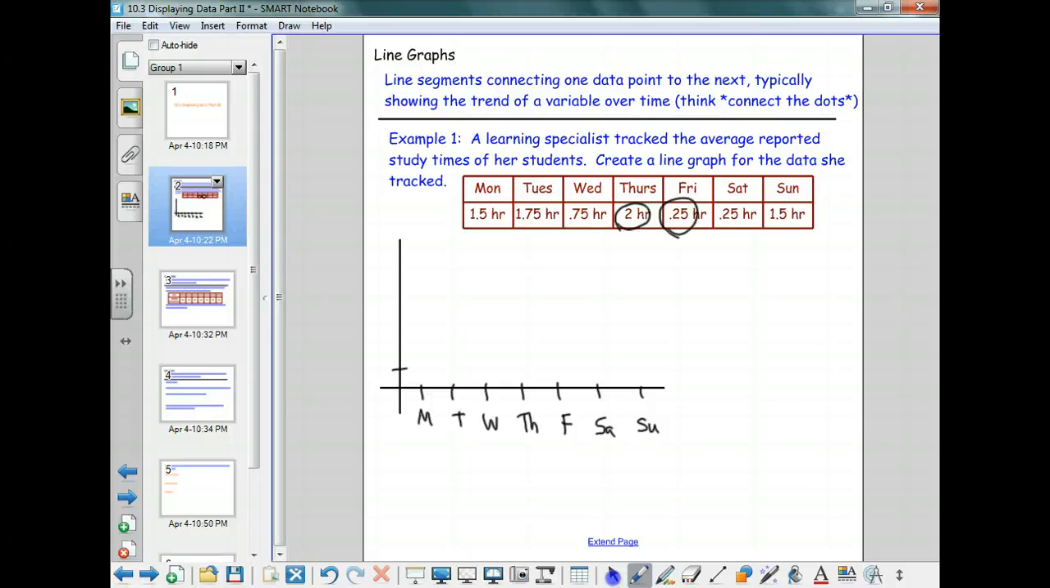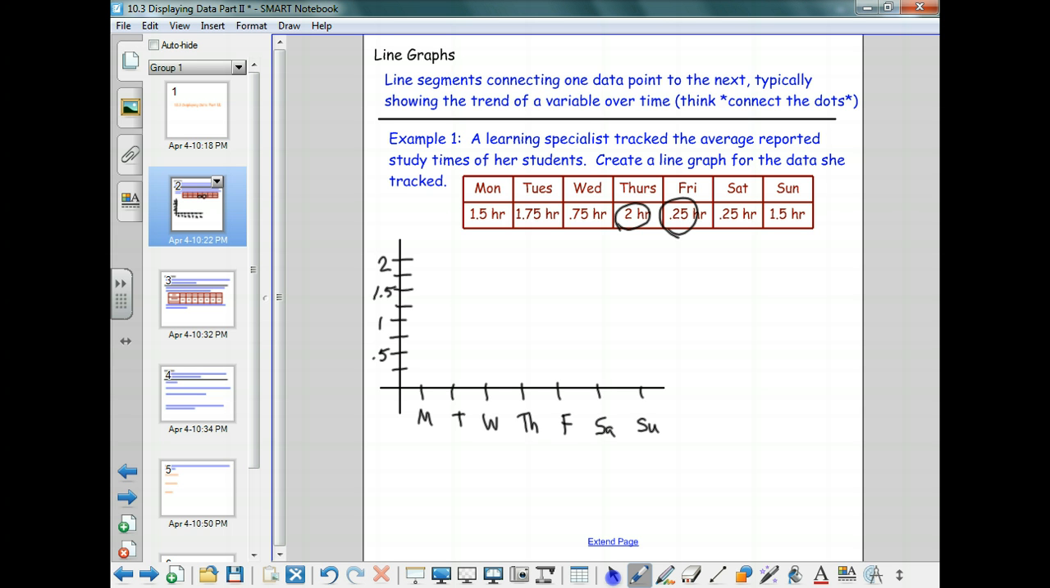So I'm going to do .25, .50, .75, 1, 1.25, 1.50, 1.75, and 2. Again, you don't have to label all of them, but you should label at least a few of them in there so we have some perspective. Maybe I'll label every half increment.